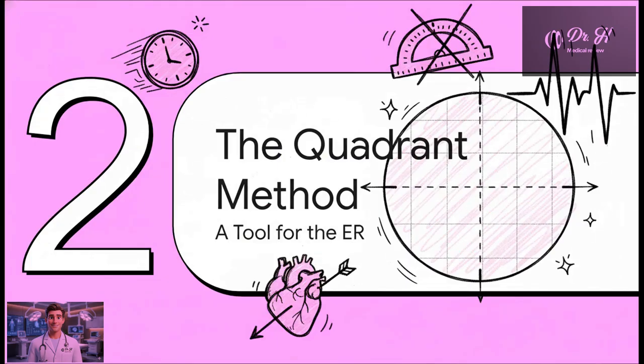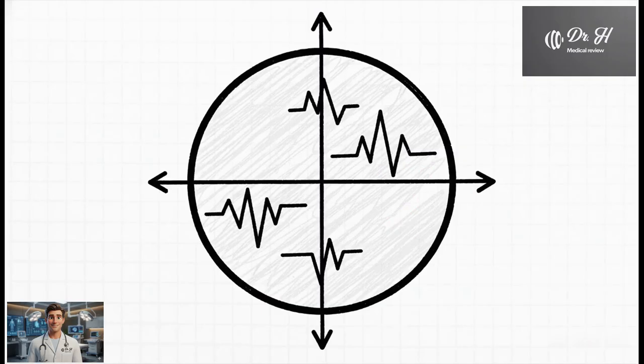So how do you use this map when you're in a high-pressure spot, like the ER? You don't have time for a protractor. You need speed. And that, my friends, is where the Quadrant Method comes in. It's an absolute lifesaver. The beauty of this method is its simplicity. We only need to look at lead I and lead aVF. Just think of lead I as your horizontal x-axis and aVF as your vertical y-axis. All you have to do is look at the main spike of the QRS complex and ask one simple question. Is it pointing up, which is positive, or is it pointing down, which is negative?